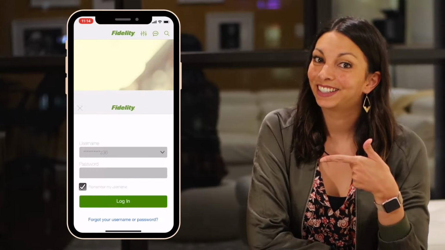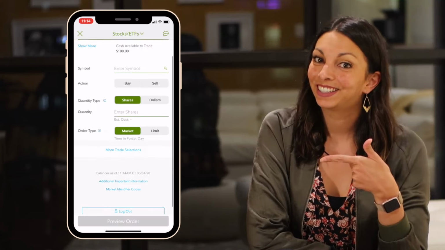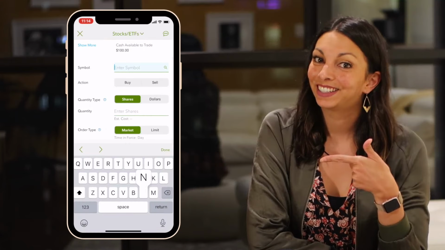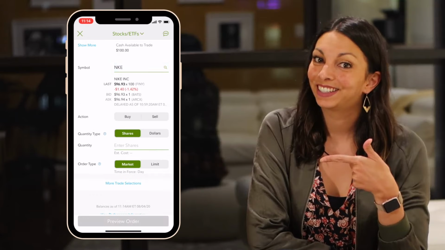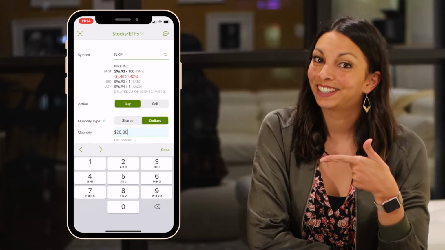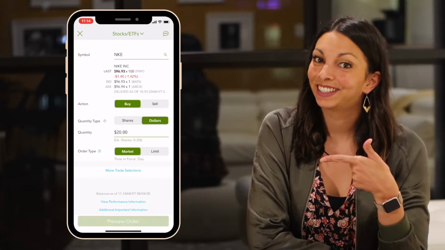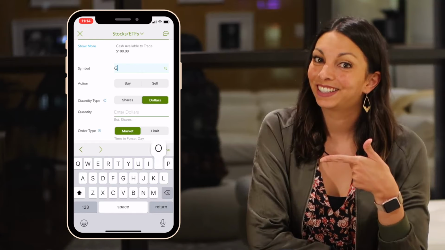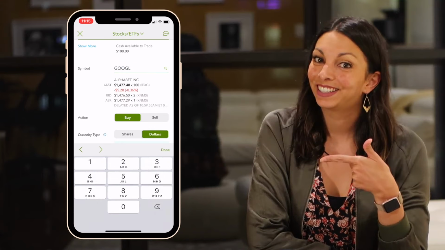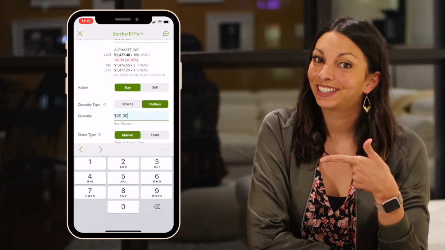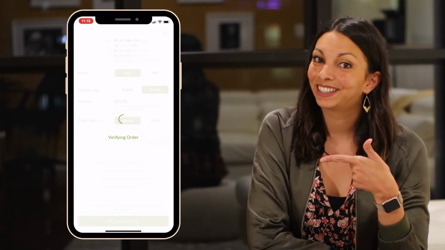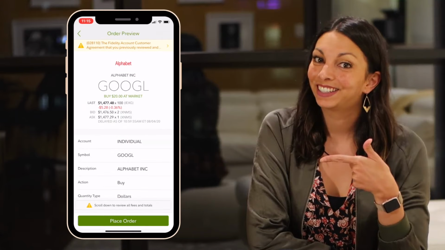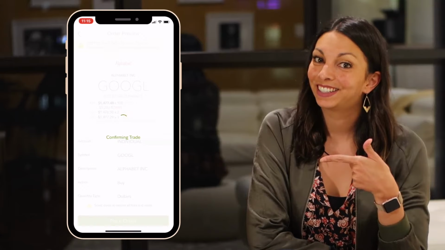Logging into the app here, we get our morning update, click trade, and then you're gonna see your cash available. Enter the symbol NKE for Nike, click buy, enter the dollars since we're using stock slices, and then we're going to go market order, verify, and confirm. Then we're going to enter the next one, GOOGL, click buy. Same process for all these. It shows you a little summary under there. Click the dollars that you want, market order, check if everything's okay, and go ahead and place the order.